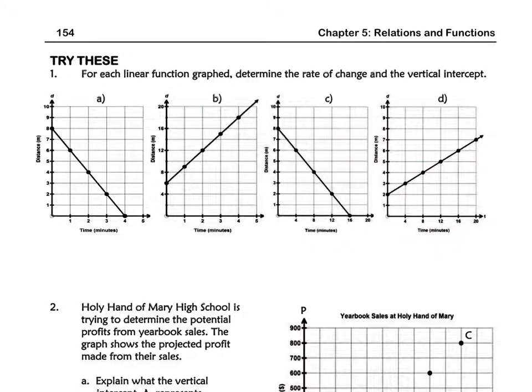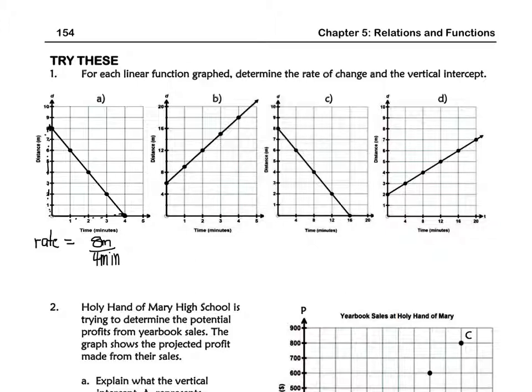Okay, so this next example that we're going to try has linear functions graphed, and you have to determine the rate of change and the vertical intercept from the graph. The rate of change can be found using any two nice points on the graph. So for the first one, we'll just use our intercepts. Going from this intercept to the other intercept, you have a change in distance of 8 meters over a change in time of 4 minutes.